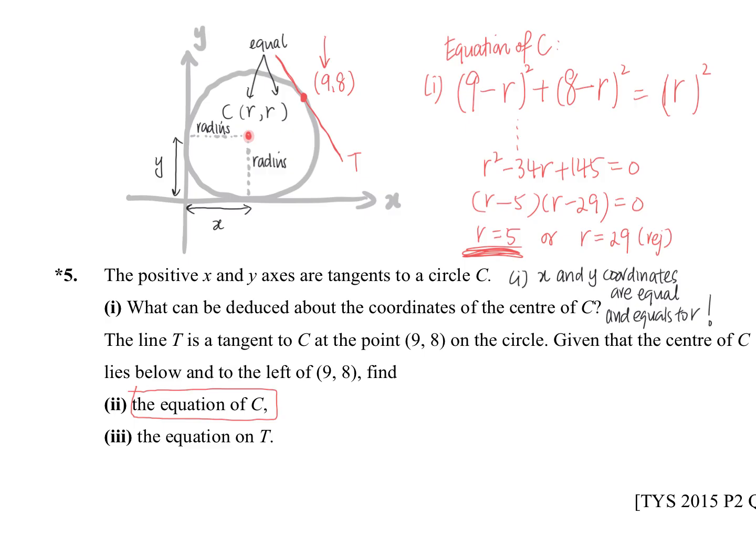So with my radius, I know my center, I know my radius, I can find the actual equation. (x minus 5) squared plus (y minus 5) squared equals 25. So this is my actual equation of C. After you solve for r, you can find the equation now, because it tells me that my center must be (5, 5). My radius is also 5.